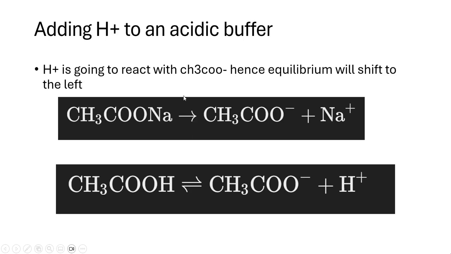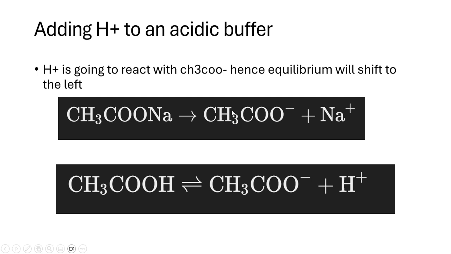So let's say that I'm going to add H plus to an acidic buffer. So we've got an acidic buffer and we're adding acid to it. Well, the acid, the H plus, is going to react with CH3COO minus. So it's going to react with this over here, as you see that. And because of that, what are you going to produce? You're going to produce CH3COOH, and hence equilibrium will shift to the left.